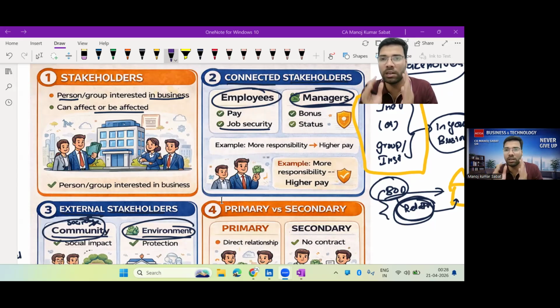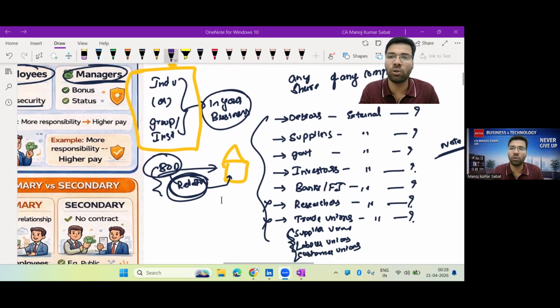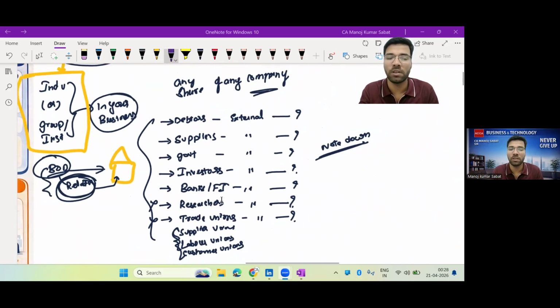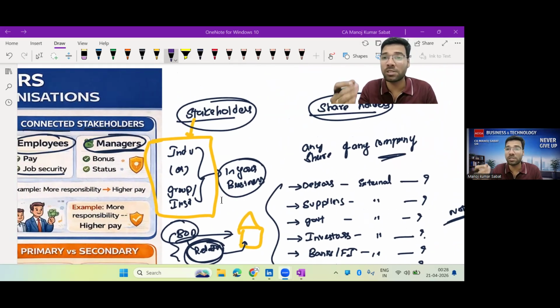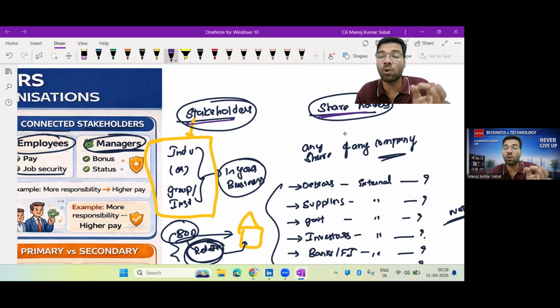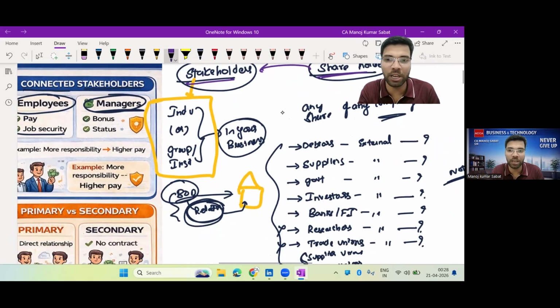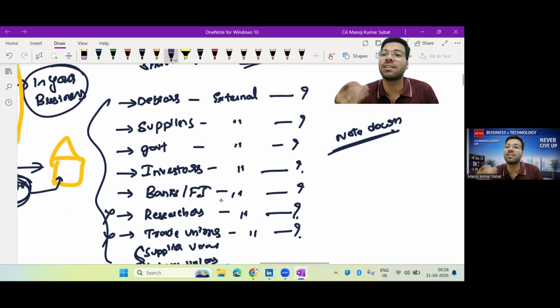Now let us discuss one by one the total list of stakeholders. You may be confused between stakeholders and shareholders. Stakeholders, I already told you the meaning. Shareholders means those persons who are holding shares of a company. So a shareholder is one of the stakeholders, but a stakeholder is not always a shareholder. Shareholder is one part of stakeholder. Next, let us discuss other stakeholders.